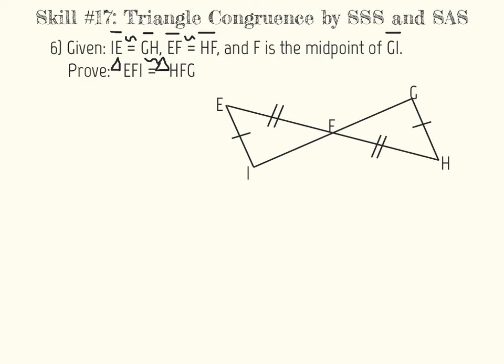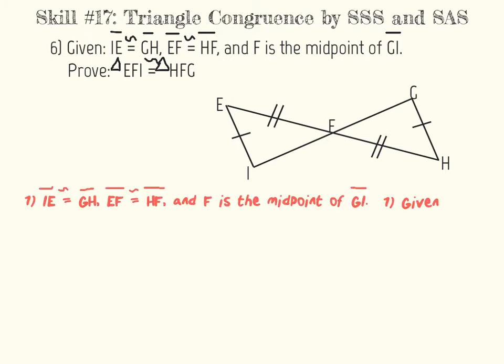Okay, so the first thing we're going to do is figure out what we're given. So we're going to rewrite the given statement. IE is congruent to GH, EF is congruent to HF, and F is the midpoint of GI by given. Now, to have the triangles be congruent, we need to use side, side, side or side, angle, side. If we figure out that this last side right here is the same as the other side, then we could use side, side, side.